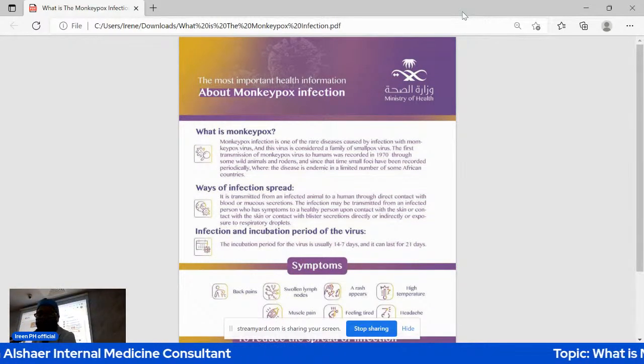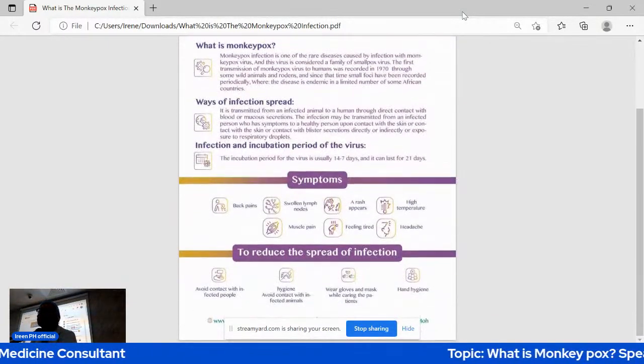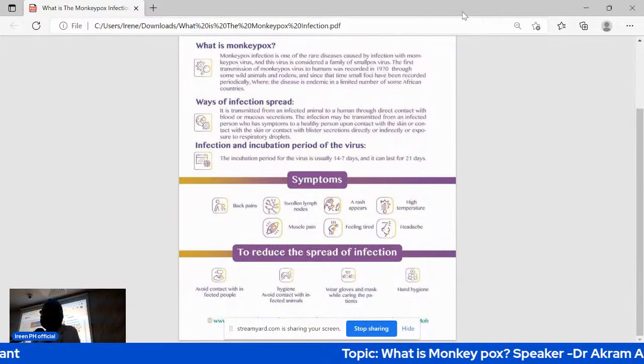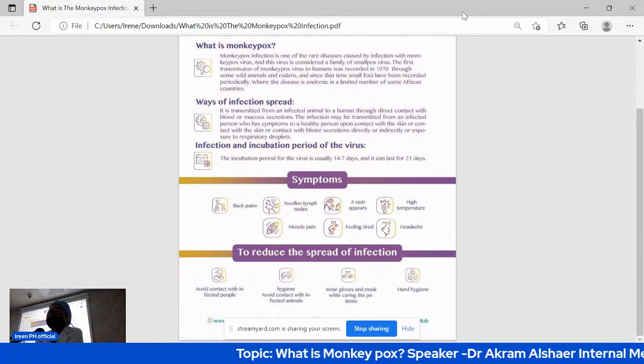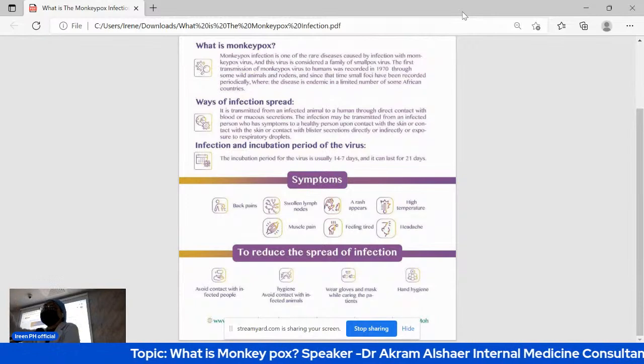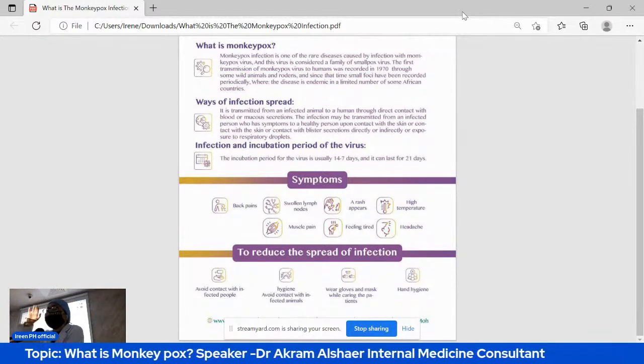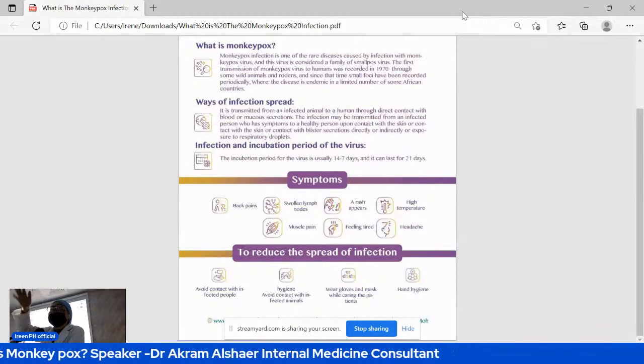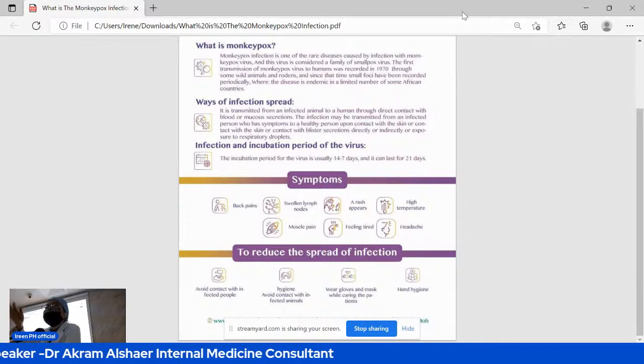And these are the symptoms. So now we will have this one too. The symptoms. I will laminate it and give you the symptoms.